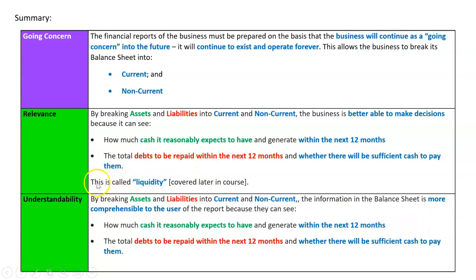Now remember, don't get confused if you don't know what liquidity is because you didn't do accounting in year 11 or haven't done it yet. That's okay, we'll come back to it later on. But that's basically what we're talking about here.